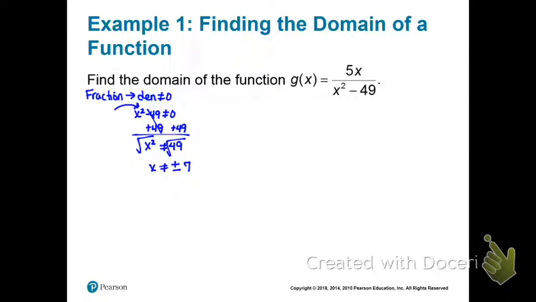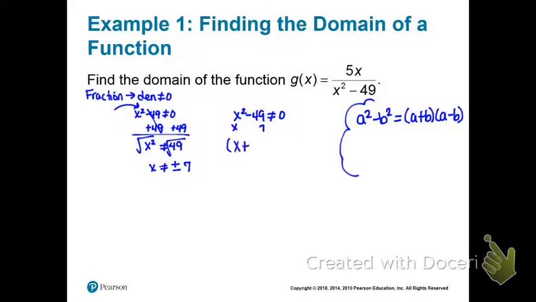If I had factored it, I would start out the same way. Remember, factoring the difference of squares says if you have two numbers that are perfect squares, you can take their square roots and rewrite it as a plus b times a minus b. Alright, so we're going to take the square root of x squared, which is x, the square root of 49, which is 7. There's my a and b. So I'd write it as x plus 7 times x minus 7.